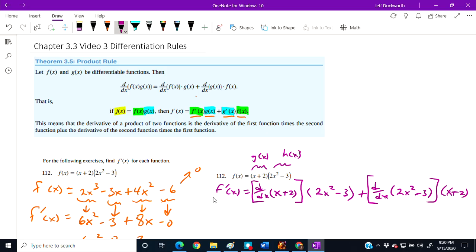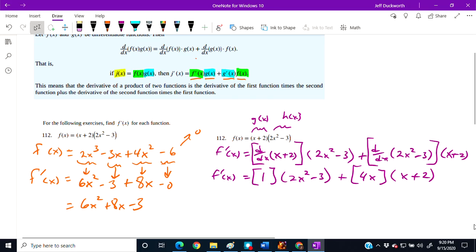So I'm going to take the derivatives first. Derivative of x is 1, derivative of 2 is 0, so this is just 1. And we'll leave this 2x squared minus 3 alone. The derivative of 2x squared is 4x. The derivative of 3 is 0, so the derivative of everything in that bracket is just 4x. And then we write x plus 2.